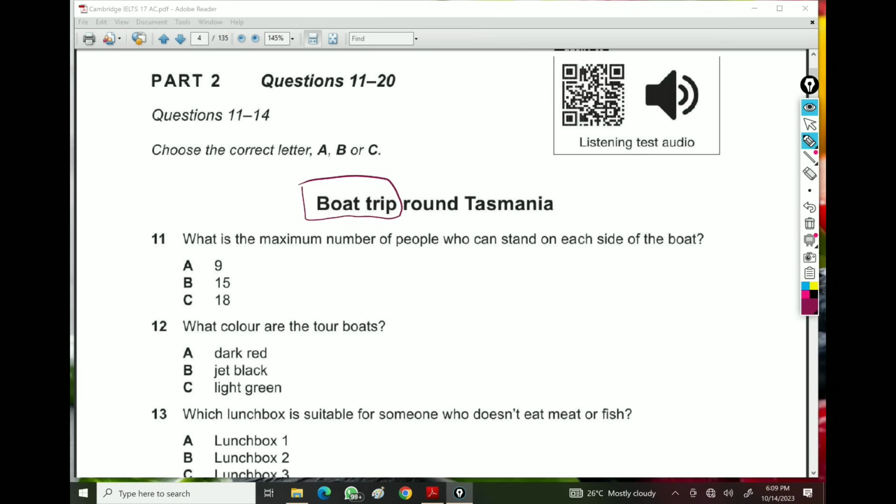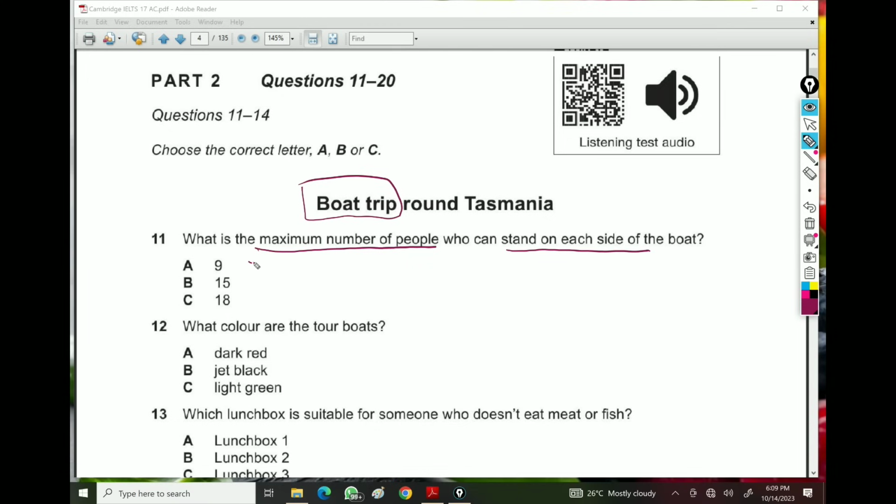Okay, now the question is, what is the maximum number of people who can stand on each side of the boat? Now imagine this is the boat. There are two sides. People will not stand here. People will stand on this side or this side. For example, they've given you 9, option A, 15 option B, and 18 option C. Now, if 18 people can stand on each side, total people will be 36. If 15 people can stand on each side, total people will be 30, and same is the case with 9.